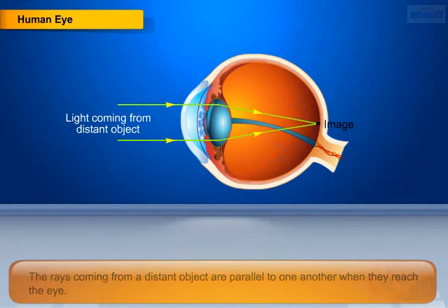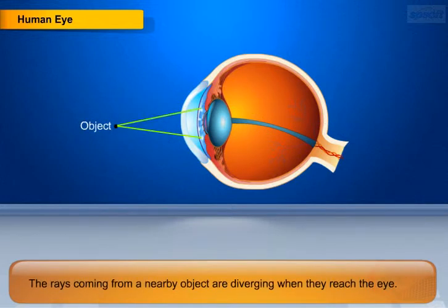The rays coming from a nearby object are diverging when they reach the eye. The light given out by the nearby object gives diverging rays. These rays need a convex lens of high converging power to focus the image on the retina. Here note that the convex eye lens of high converging power has short focal length and is quite thick. Based on these points, now it will be easy for us to understand about the power of accommodation.